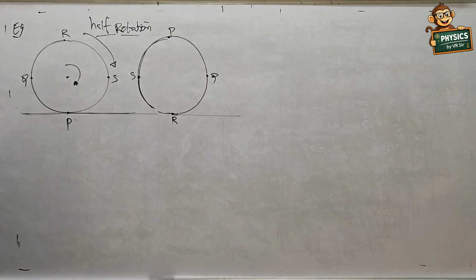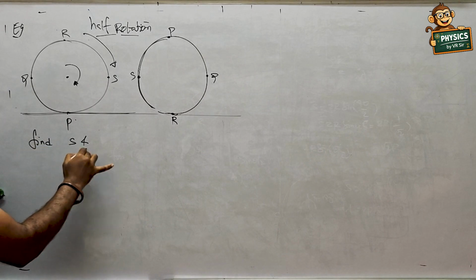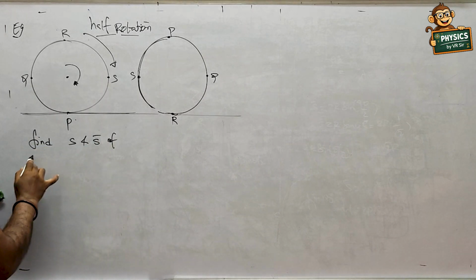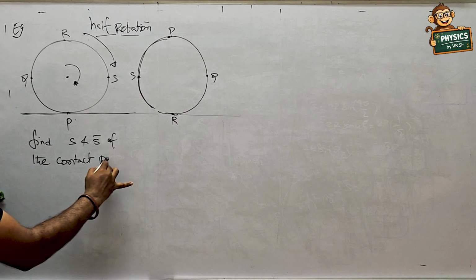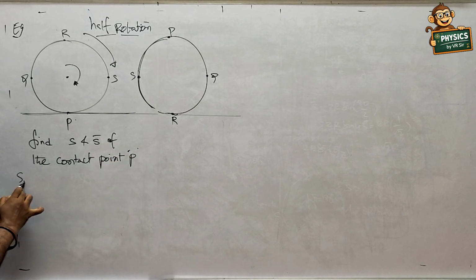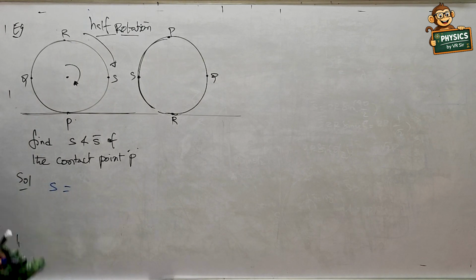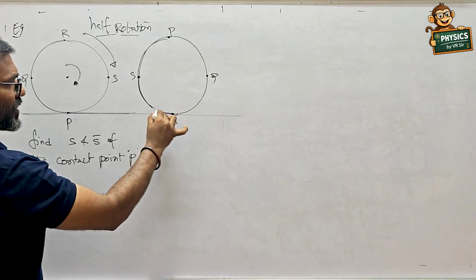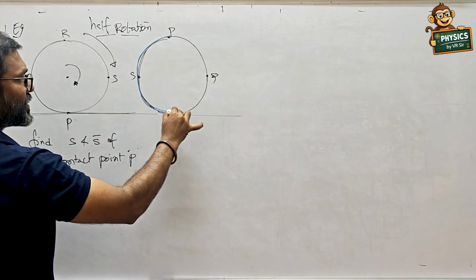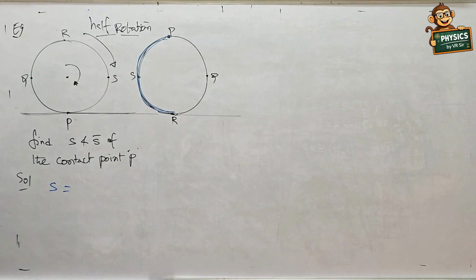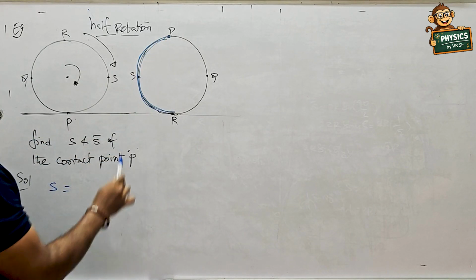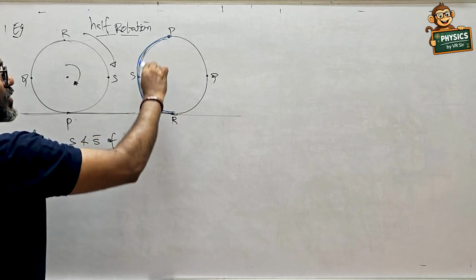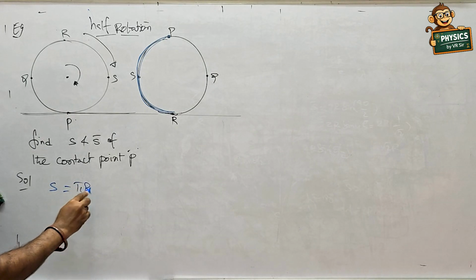Then they are asking, for a half rotation, find the distance and displacement of the contact point P. Now, one thing we should understand here. First, when we focus on distance, previously P is touching the ground, and after that it has moved. Look at this part, this total length of the path. We all know clearly it is pi r.